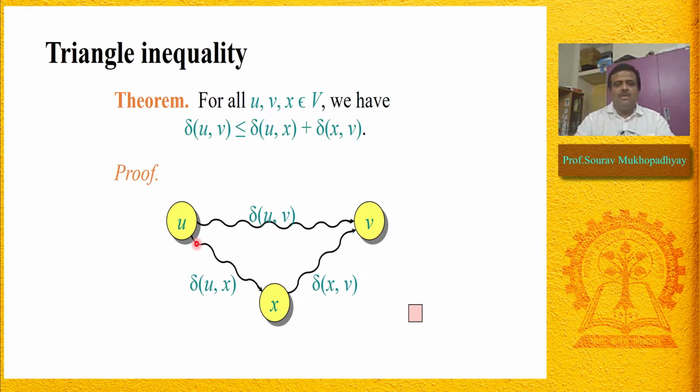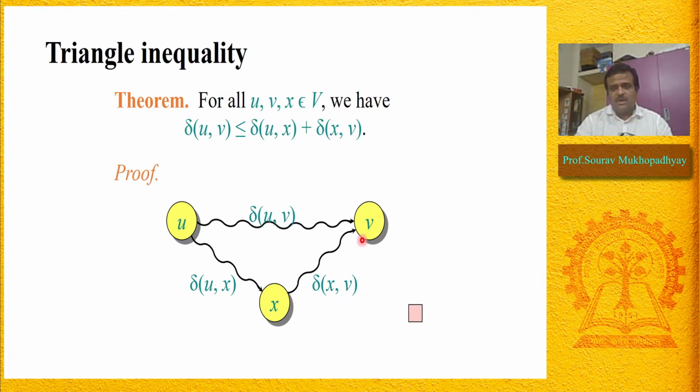Okay. Now, let us consider this path. We take u to x, we take this shortest path, and then from x to v we take this shortest path. So, this is basically a path from u to v, and what is the weight of this path? The weight of this path is delta of u x plus delta of x v, and the shortest path must be less than or equal to the weight of all other paths.